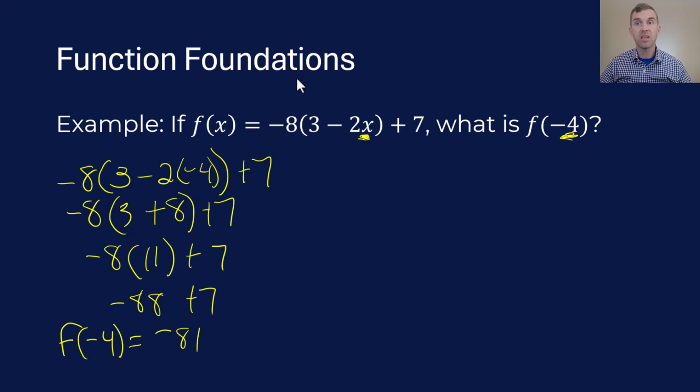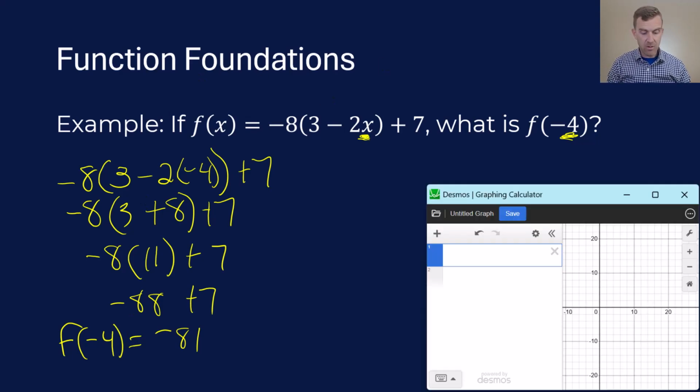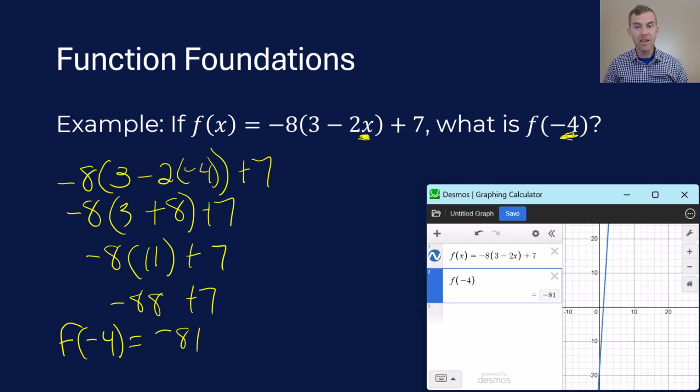We can use Desmos, and we can do it probably quicker than what I just solved by hand. If I enter my equation exactly as it appears there, negative 8, 3 minus 2x, close my parentheses, plus 7, then I go to my second line and I type in f of negative 4, it outputs the exact value because it's recognized as an ordered pair where here is my x and here's the corresponding y on this linear function. Much faster, and it helps me avoid any common mistakes.